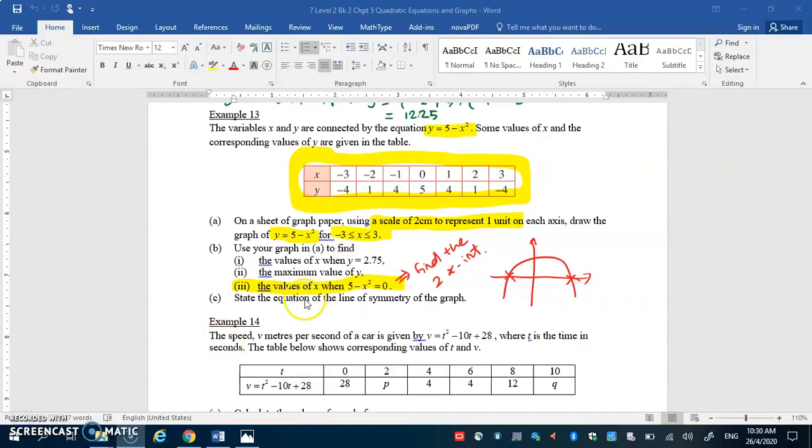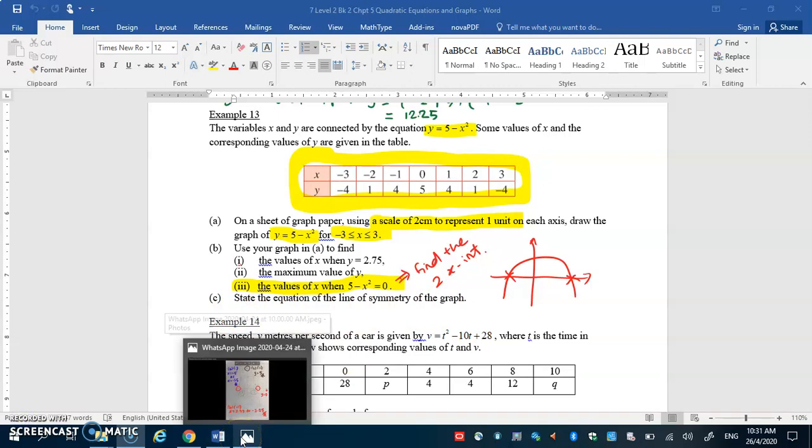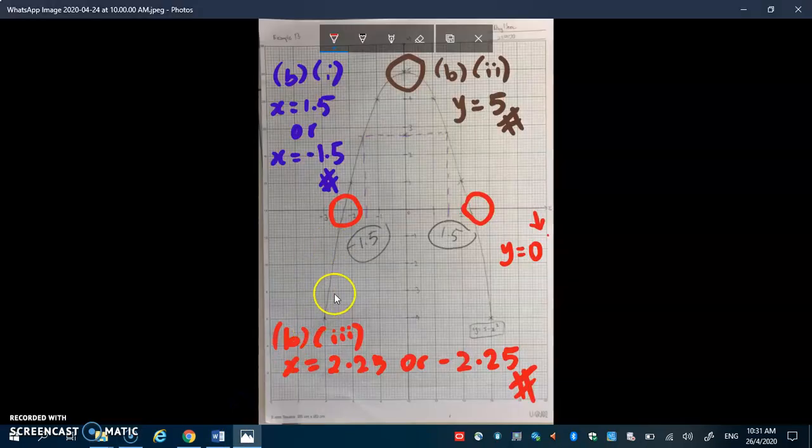Then we come to the last part. State the equation of the line of symmetry of the graph. This one is simple. The graph actually turns over here, right? The turning point was 0,5. So when the turning point is 0,5, your line of symmetry is the y-axis. The line of symmetry is the y-axis, but they want the equation of the line of symmetry. So the equation of the y-axis is x equals 0. And you're done.